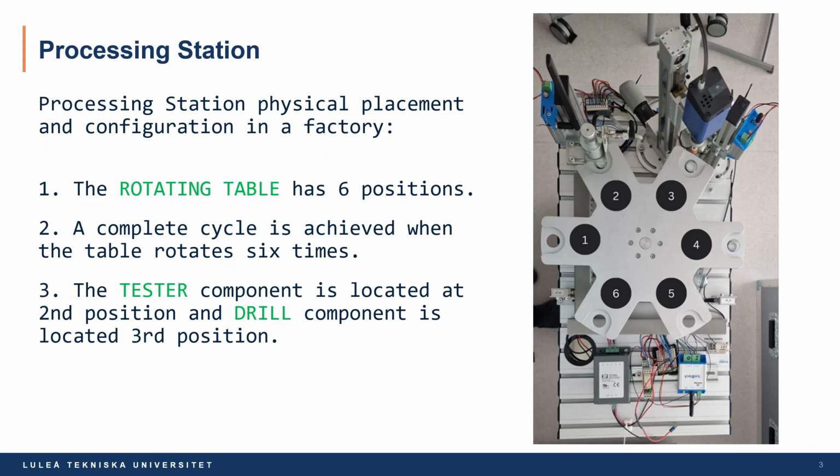Processing station has three mechatronic components. The first one is a rotating table. It has 6 positions. A complete cycle is achieved when the table rotates six times. The tester component is located at the second position and the drill component is located in the third position. Tester component is used to identify whether the workpiece has a hole in it or not. Drill component is used to drill the workpiece.